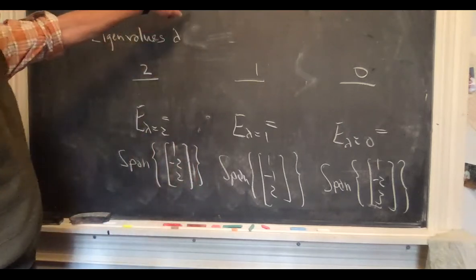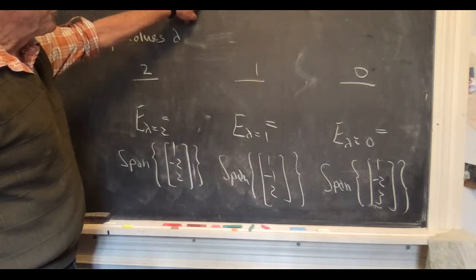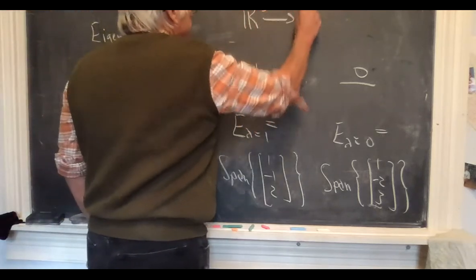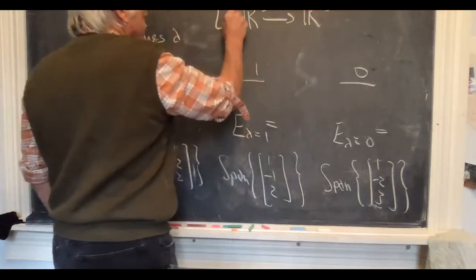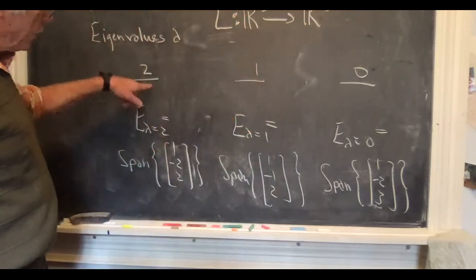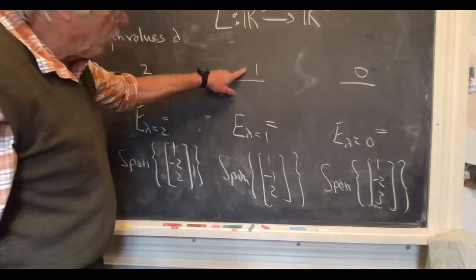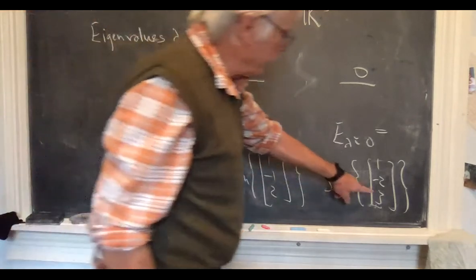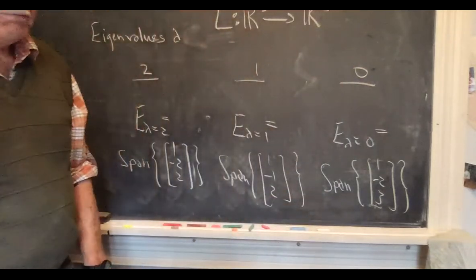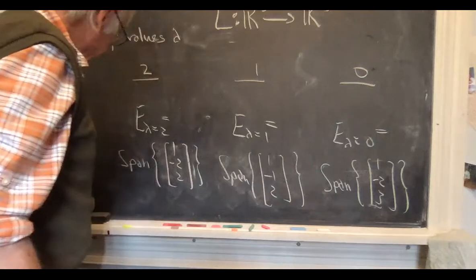So this matrix represents a linear transformation from 3 space to 3 space, since it's 3-dimensional. In this direction, it will expand by 2. In this direction, it expands by 1, so it leaves it alone. And in this direction, it expands by 0, which means it collapses. So this is the information that we have.